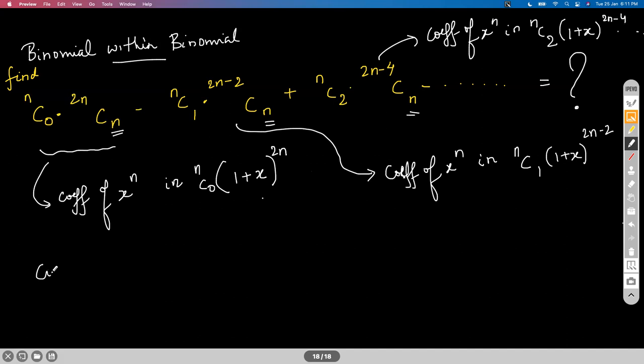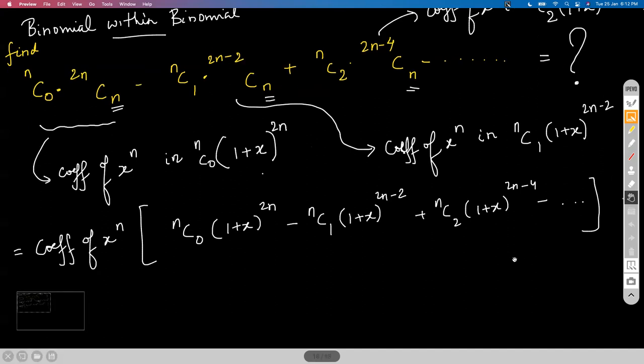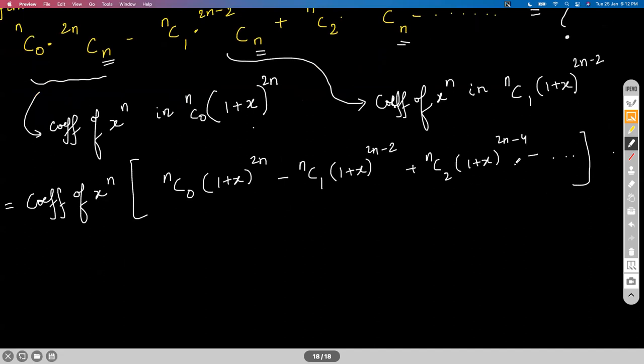In other words, you are actually trying to find out the coefficient of x to the power n in nC0 (1 plus x) to the power 2n minus nC1 (1 plus x) to the power 2n minus 2 plus nC2 (1 plus x) to the power 2n minus 4, correct? Agreed? Because this particular series will appear when you are looking for the coefficient of x to the power n in this. Now pay attention here, very important observation I will show you.